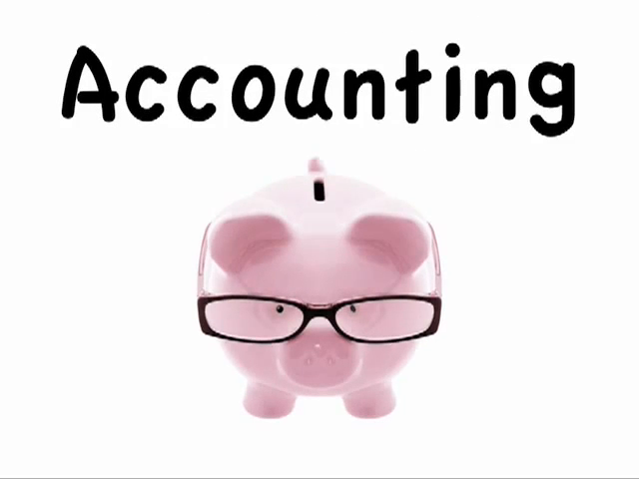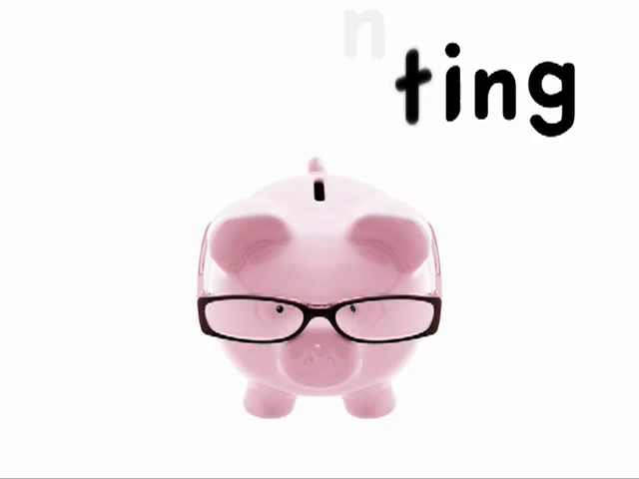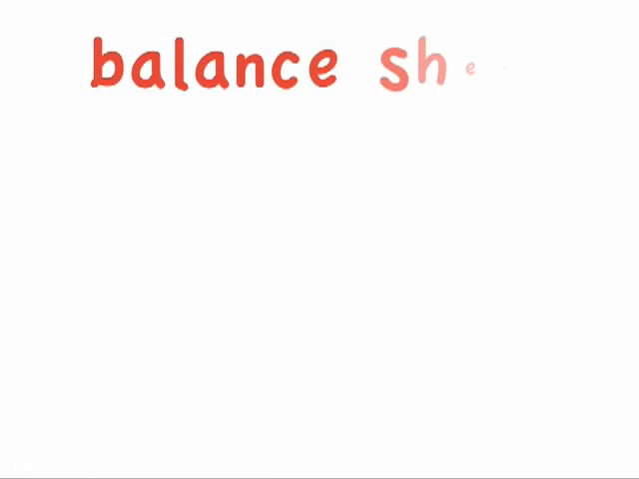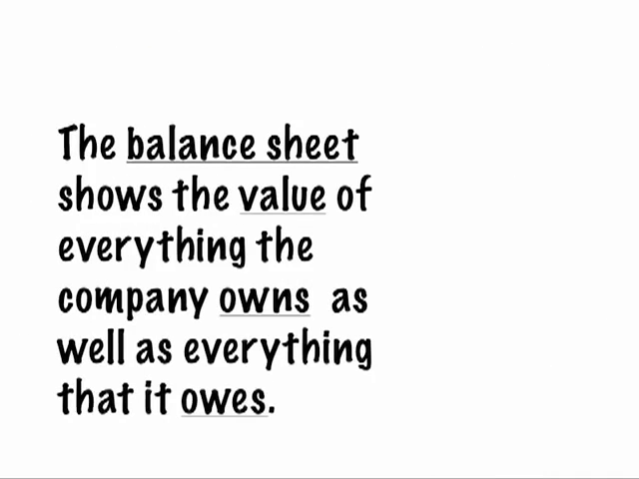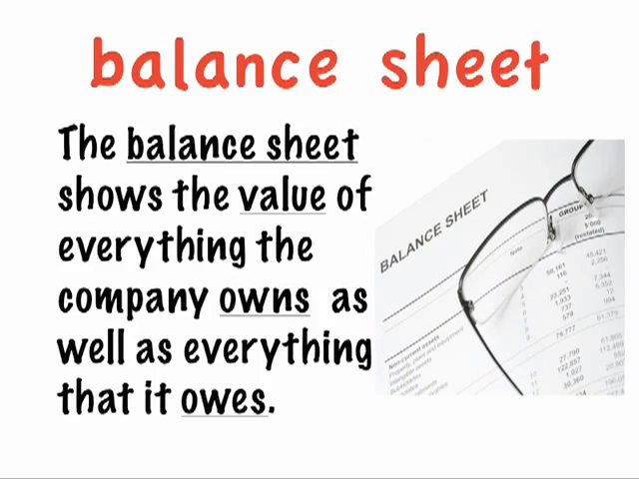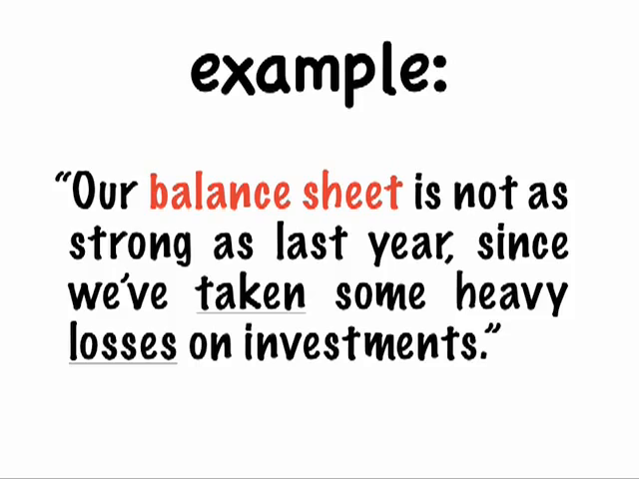Today we're looking at business vocabulary related to accounting. Balance sheet. The balance sheet is a summary of a company's financial position at a specific point in time, usually the end of its financial year. A company's balance sheet should indicate the value of everything the company owns, its assets, as well as everything that it owes, its liabilities. Our balance sheet is not as strong as last year, since we've taken some heavy losses on investments.